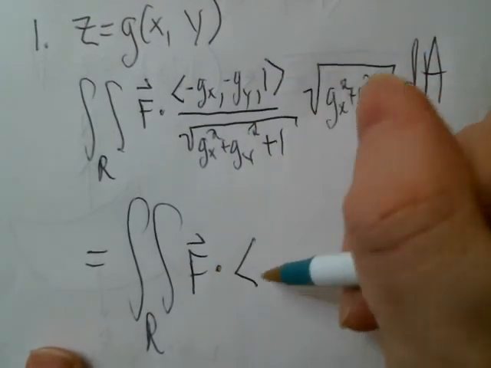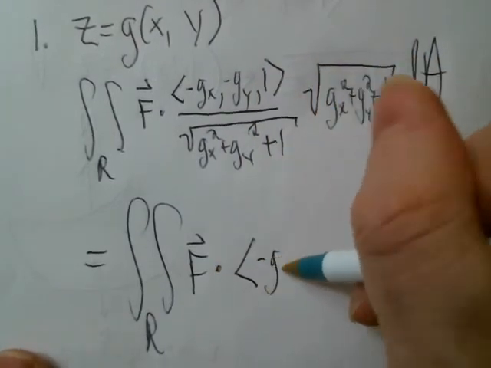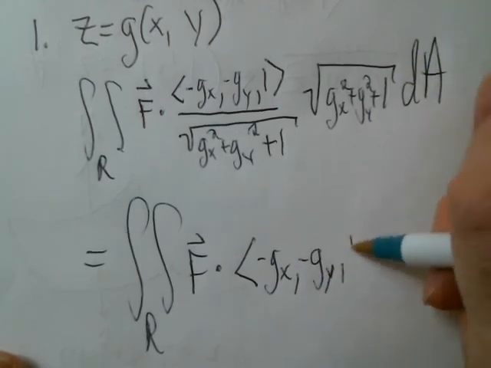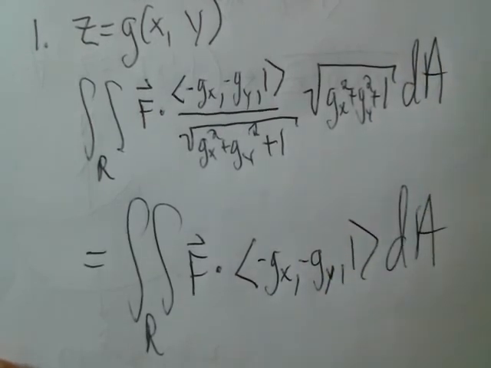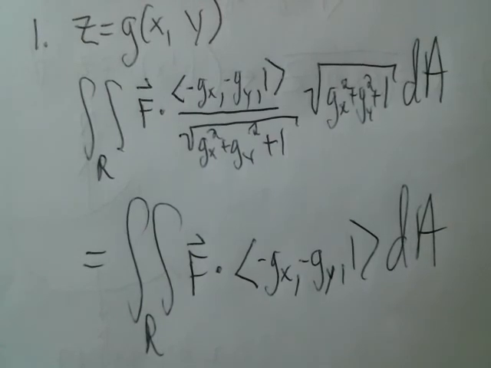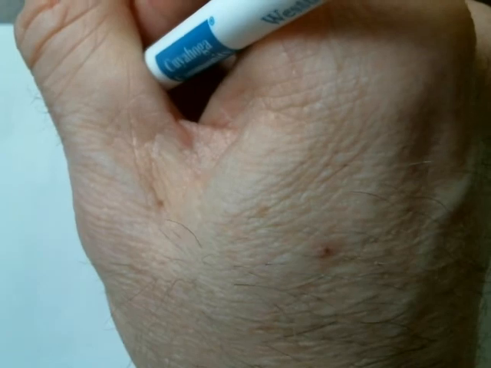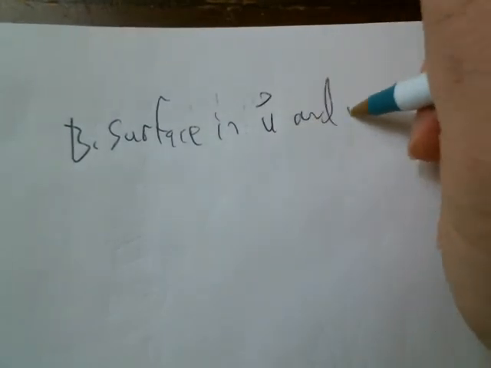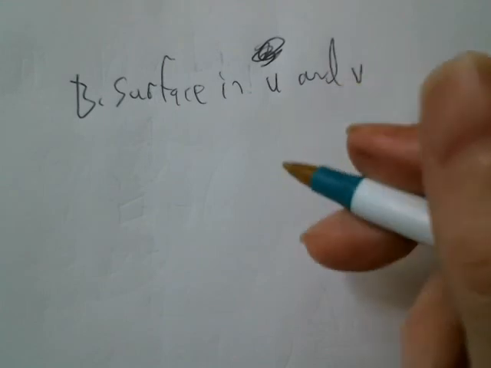F, the force field dotted with the gradient, negative gy, 1 dA. Okay, so that's one version. And then the other version is when you're giving it something in terms of U's and V's, a surface with parameters U and V.